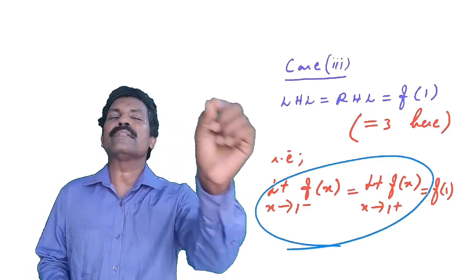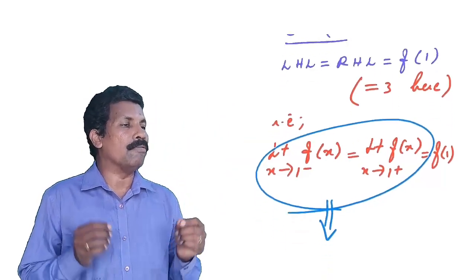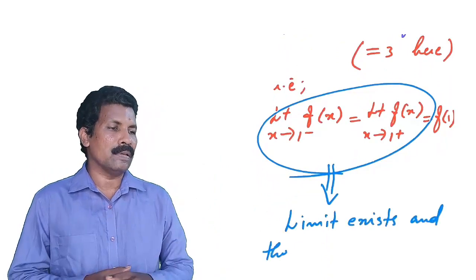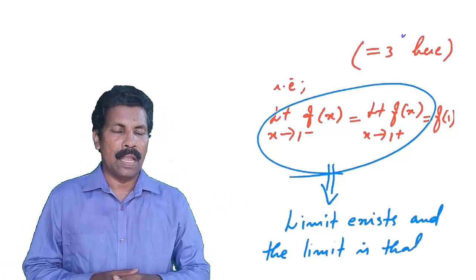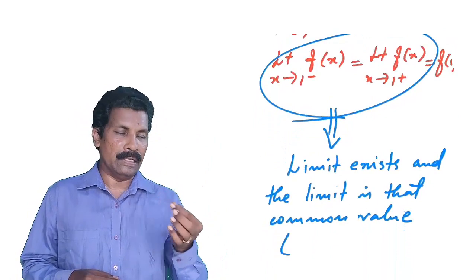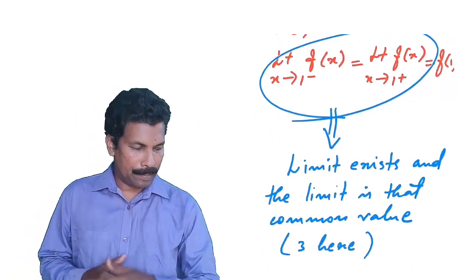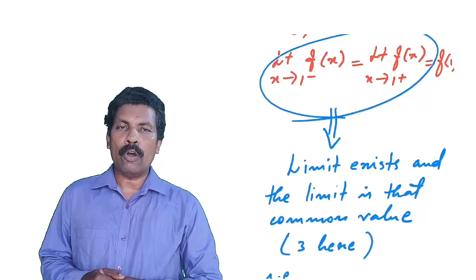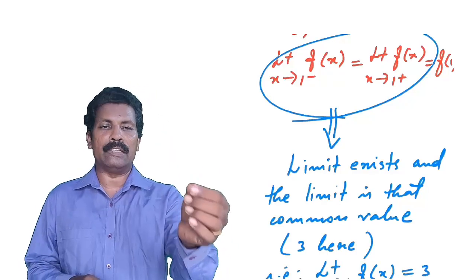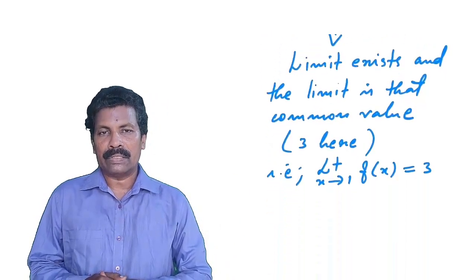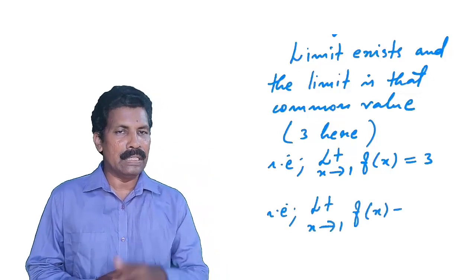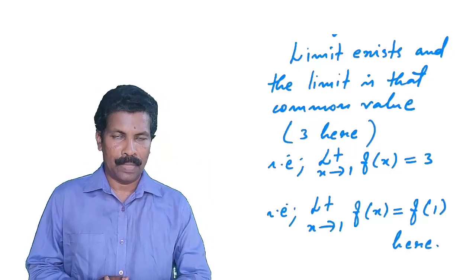And when this LHL is equal to RHL, we can speak of a limit. That is, the limit exists here. Exists means exists as a finite number. And what is that limit? The limit is the common value of that LHL and RHL, and that is 3 here. That is, limit of f(x) as x tends to 1 is equal to 3. That is, limit of f(x) as x tends to 1 is equal to f of 1.